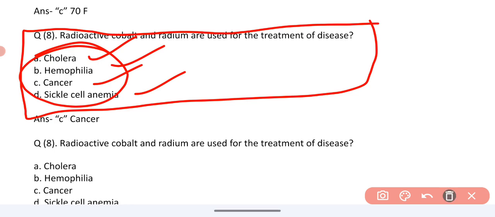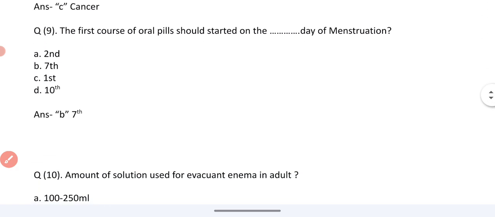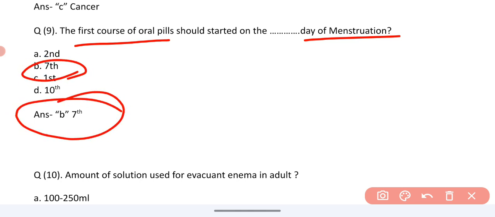Okay, and the next one is question number 9. The first course of the oral pill should be started on dash day of menstruation. Here the keyword is the first course of oral pill started on which day of menstruation. Usually the 5th day of menstruation is the right one, but here the 5th day option is not there. Then we can go to the nearby answer, that is 7. So here option B, the 7th day, is the right one.